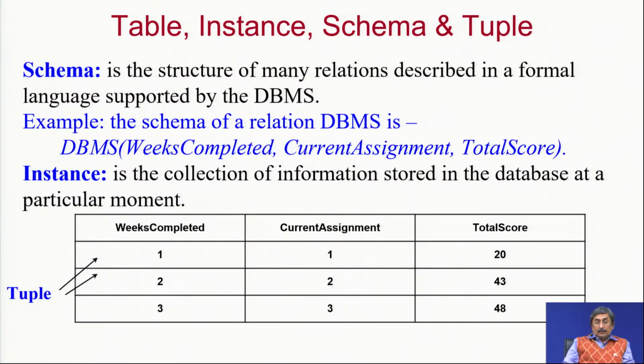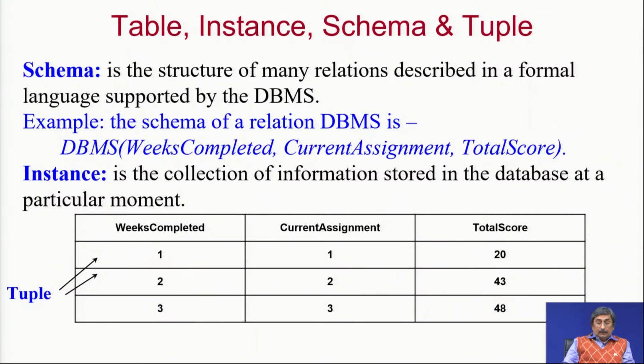So, the name of the relation is DBMS with 3 attributes: weeks completed, current assignment and total score. Just the header gives me the names of the attributes as well as the name, the schema of the relation. It is called the relational schema, and the content herein, like first weeks completed is 1, current assignment is assignment number 1, the total score that you have obtained maybe is 20.